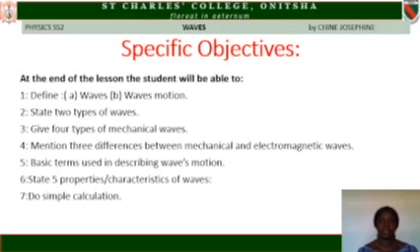Specific objectives. At the end of the lesson, the students should be able to define waves, wave motion, state 2 types of waves, give 4 types of mechanical waves, mention 3 differences between mechanical waves and electromagnetic waves, define basic terms used in describing wave motion, state 5 properties or characteristics of waves, do simple calculations.